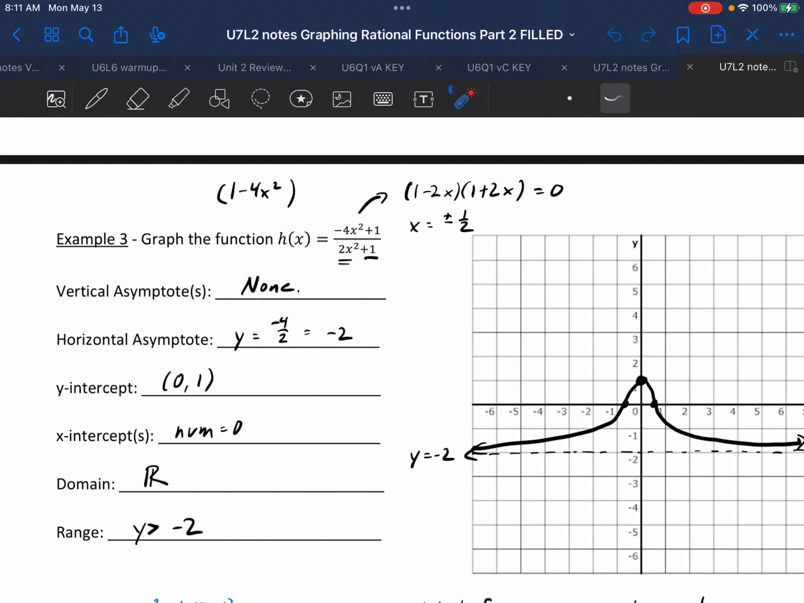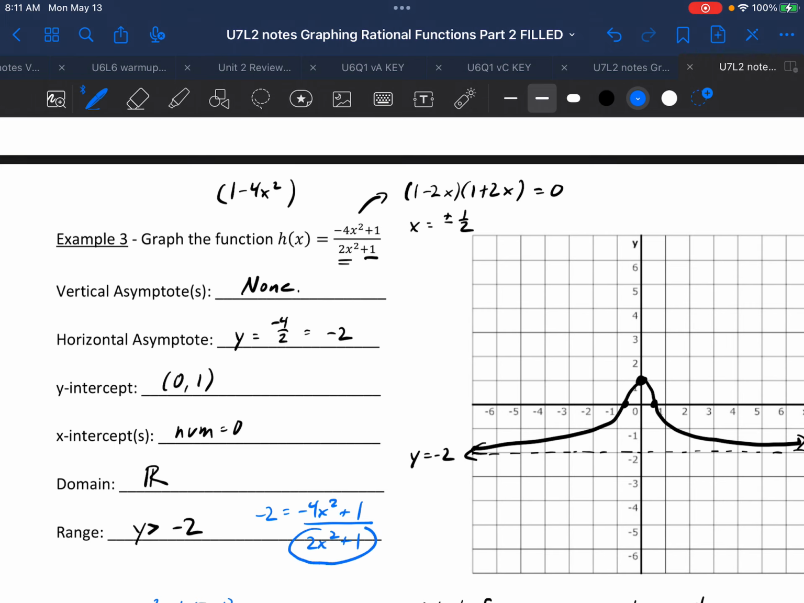There's no vertical asymptotes. And yeah, we can see that the range is y greater than or equal to 2, right? That horizontal asymptote in this case never gets crossed. Just if you want to check that, remember you always can do that. You can set your horizontal asymptote equal to your original equation. So that's -4x squared plus 1 over 2x squared plus 1.